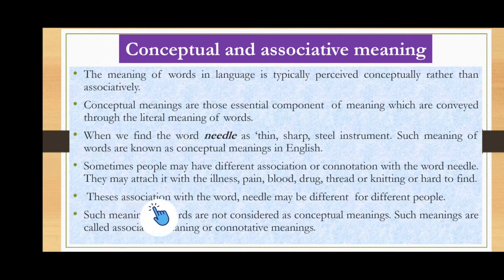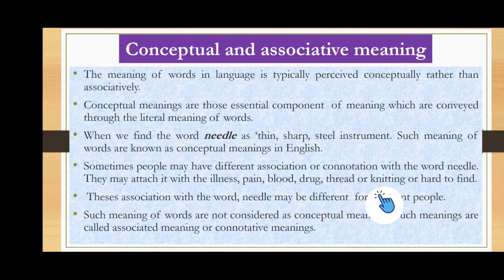So the associations with the word needle may be different for different people, because some people might associate pain with needle, while other people might associate hardness to find with needle, while other people might associate illness with needle, while other people might associate blood with needle. So it differs from person to person. Such meanings of words are not considered conceptual meaning. Such meanings are called associated meaning or connotative meaning.